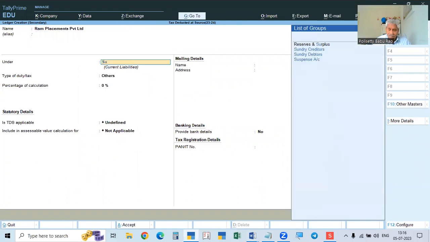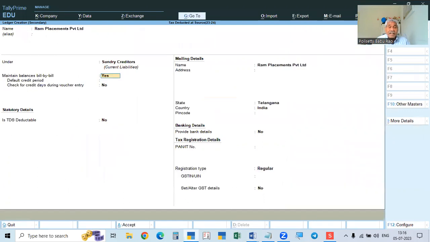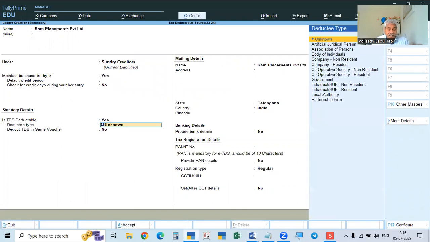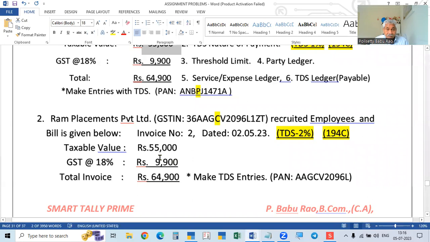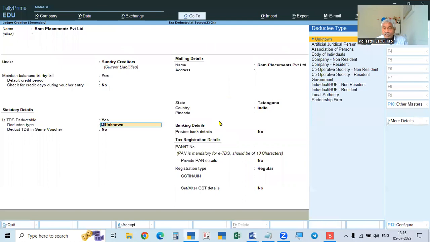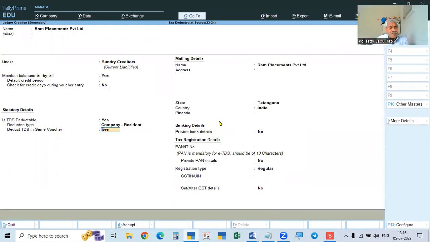It's also sundry creditor, yes, deductible, yes. And what is the nature, the status of the person, the type of the party? Here, see the PAN card number. The fourth letter is C, which means company. So we have to take it as company. Company resident. Previously, in the previous case, it was individual. Now it is company resident, and deduct in the same voucher, yes.